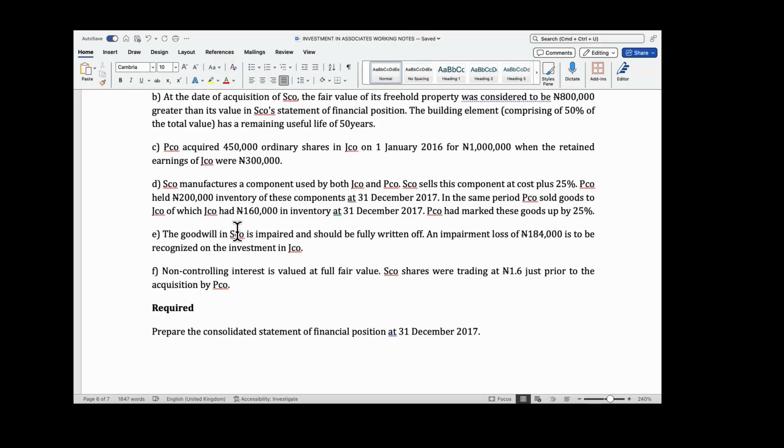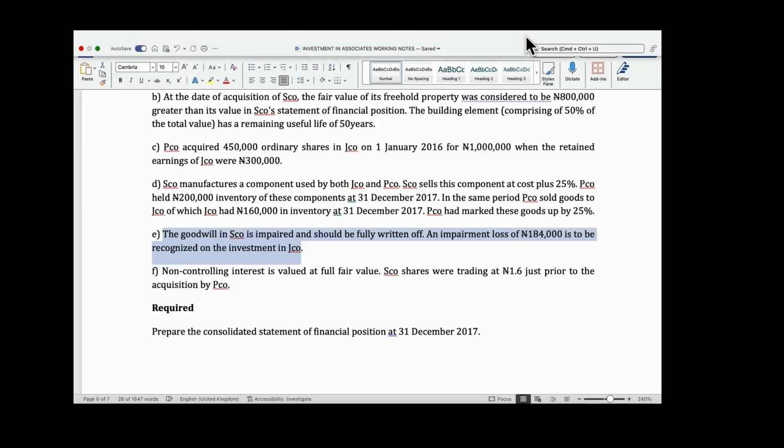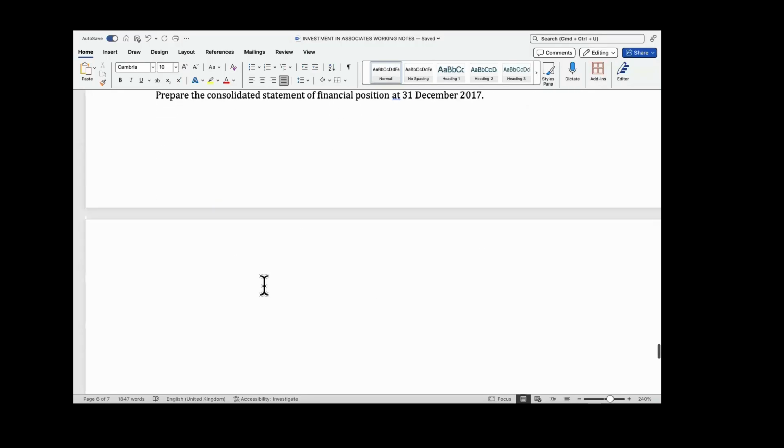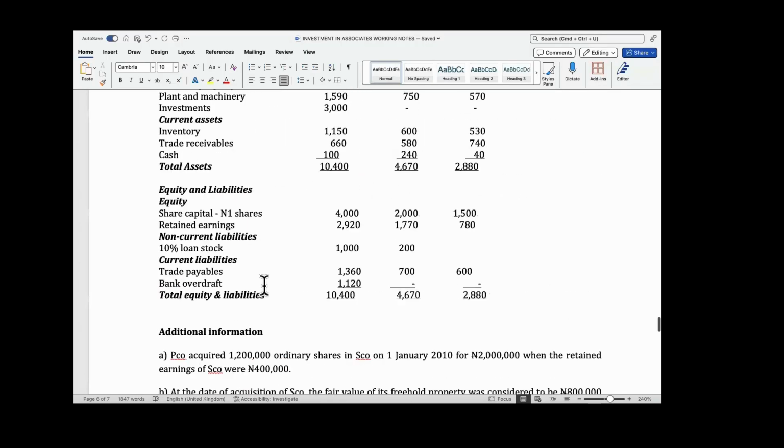Also, the goodwill in Esco is impaired and should be fully written off. An impairment loss of 1,400 is to be recognized on investment in JCO. Okay, interesting. NCI is valued at full fair value, and Esco shares were trading at 160 kobo prior to the acquisition. Prepare the consolidated financial statement.